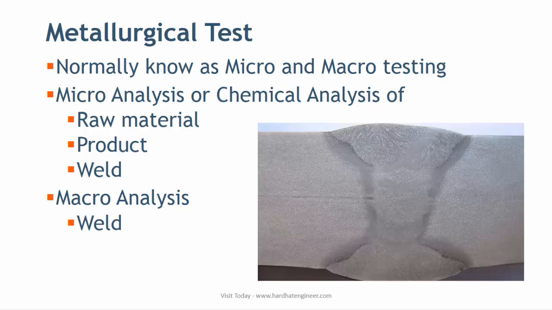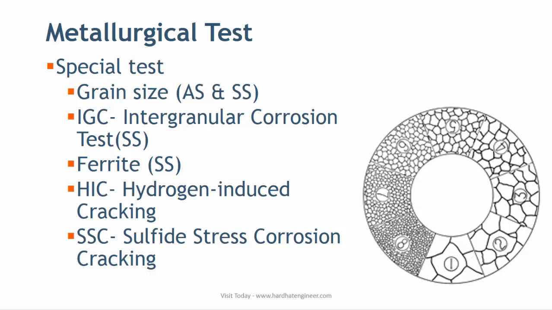There are some special tests that are also carried out on the material when it is going to be used in aggressive environment. These tests will ensure that pipe material is able to withstand aggressive environment. Some of the tests are grain size that is performed on alloy steel and stainless steel, intergranular corrosion test, ferrite checking, HIC that is hydrogen induced crack, SSC that is sulfide stress corrosion cracking. These tests are performed when asked by a purchaser in his purchase specification.